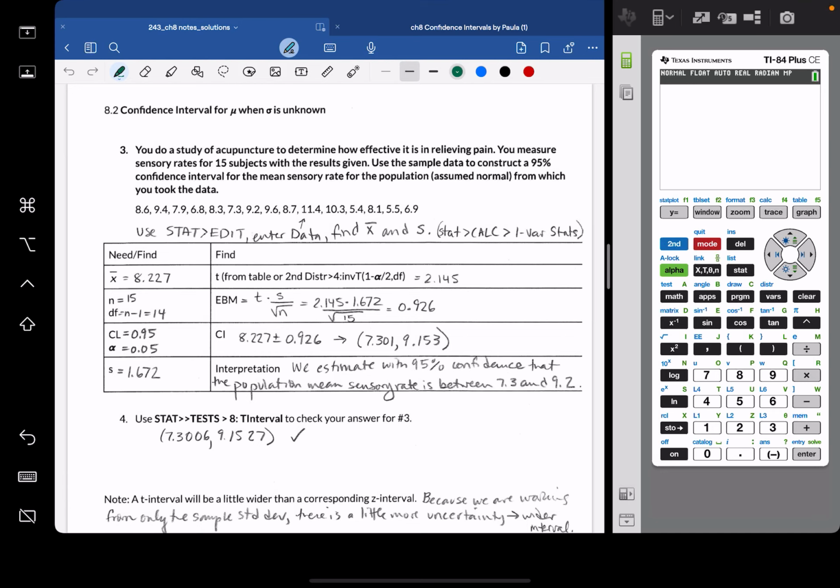This is page 2 of your chapter 8 notes. We are going to find a confidence interval for mu when sigma is unknown.